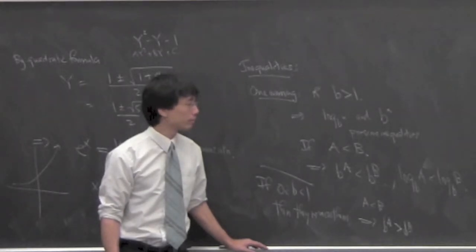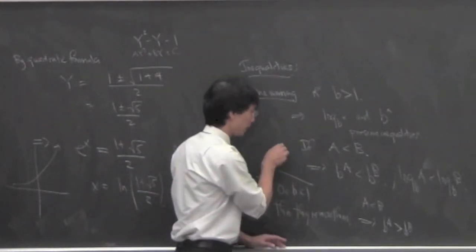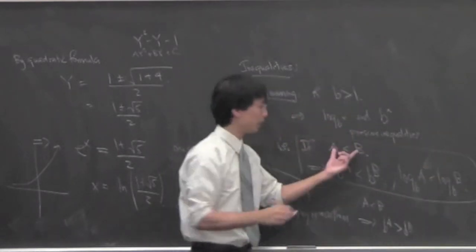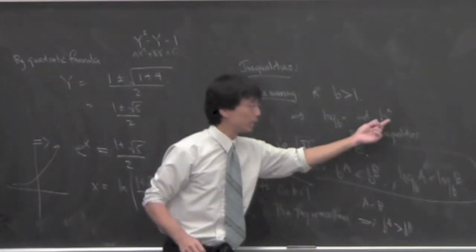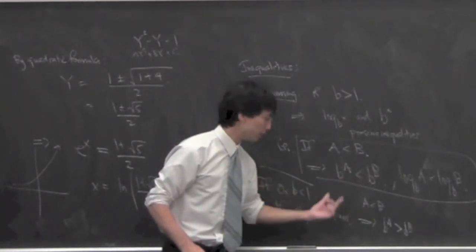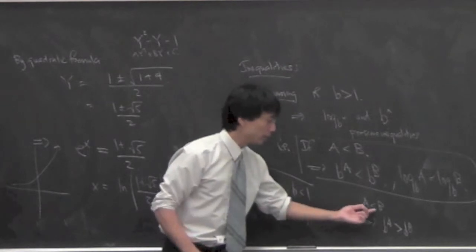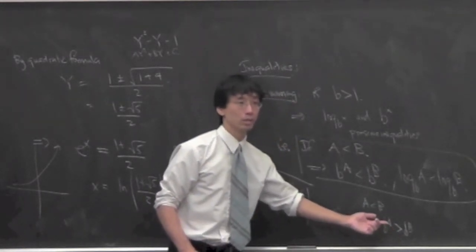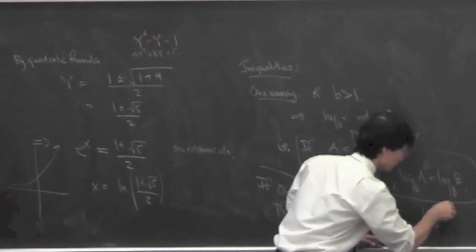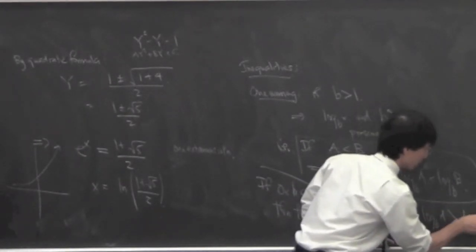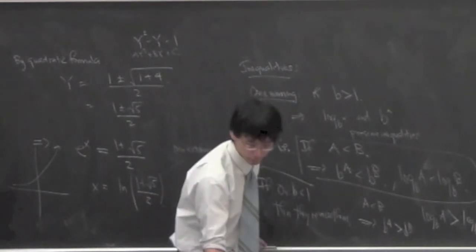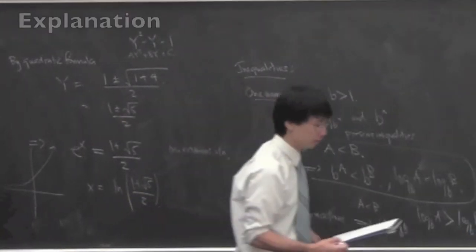What do you mean by preserve? Exactly this, i.e., that an inequality, when you hit it with the b to the x function, still keeps the same relation. Okay. But if b is smaller than 1, then the relation gets reversed. Log base b of a would then be bigger than log base b of b.